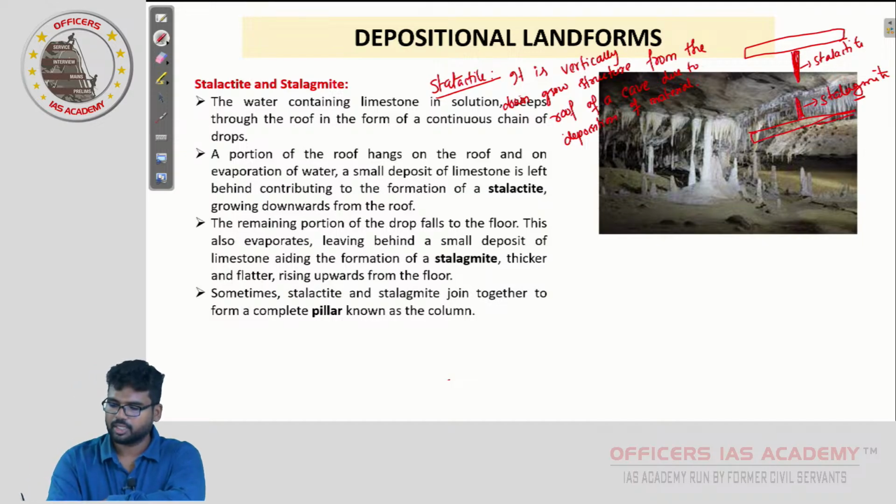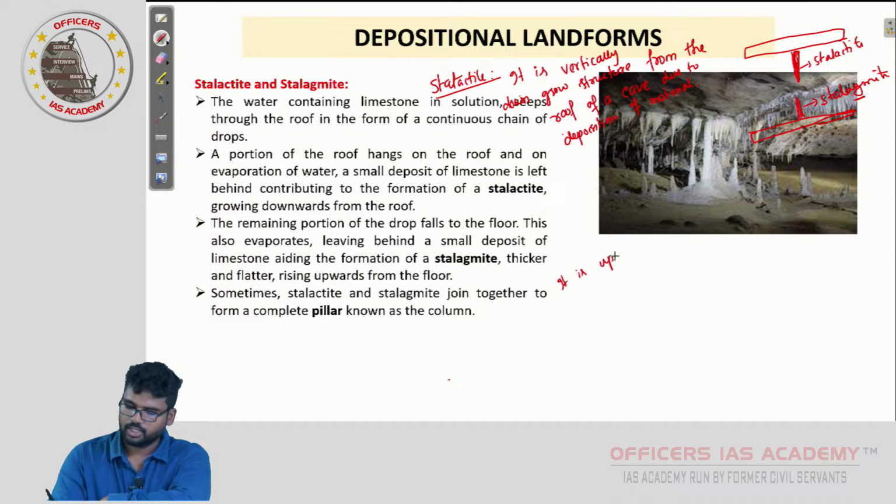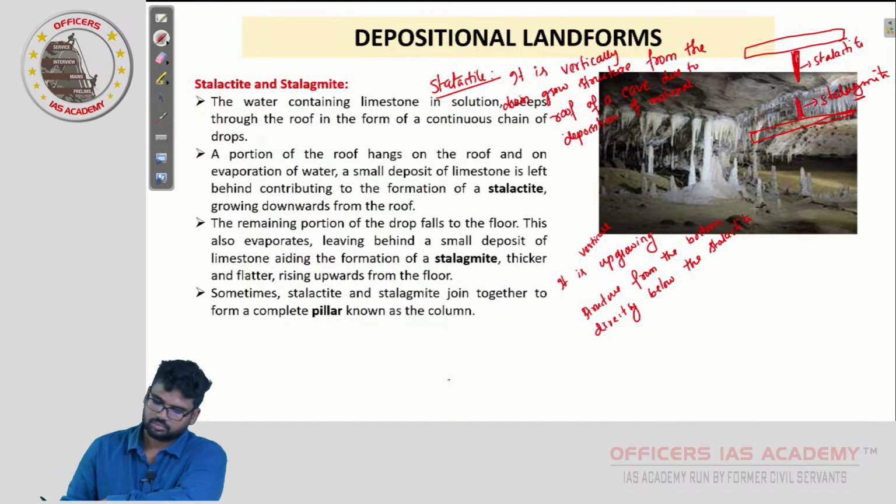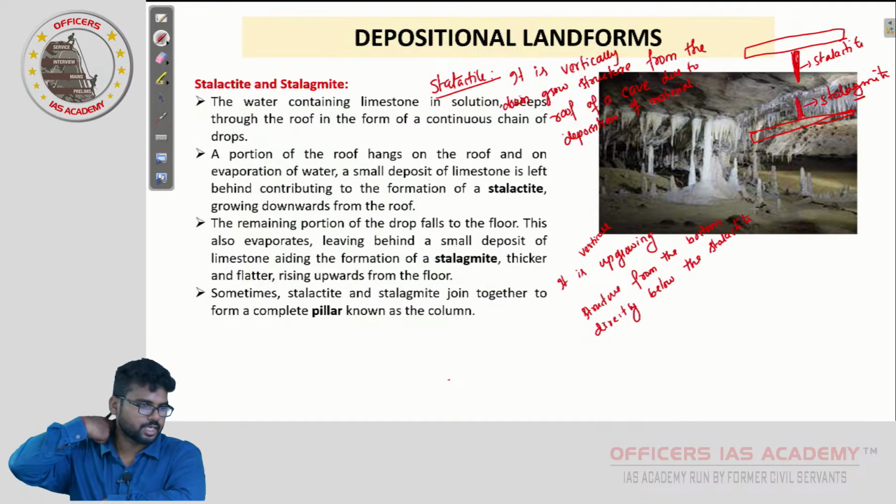Next, stalagmite, please put the heading, stalagmite. It is a vertically upgrowing structure from the bottom, directly below the stalactite. This is also due to deposition as the evaporation happens.